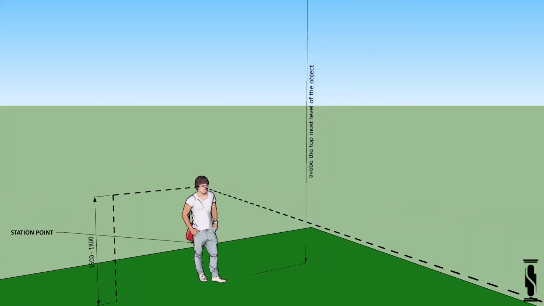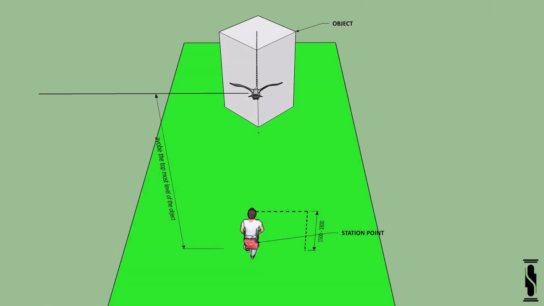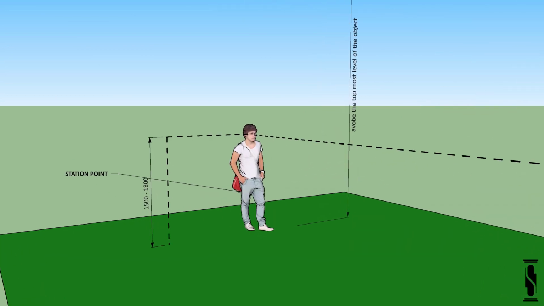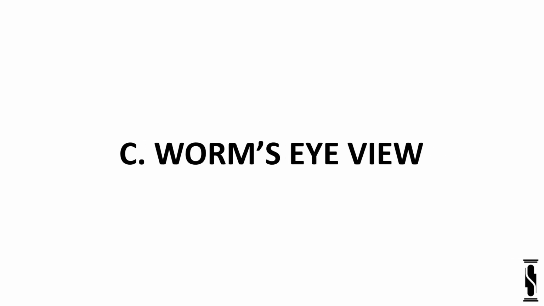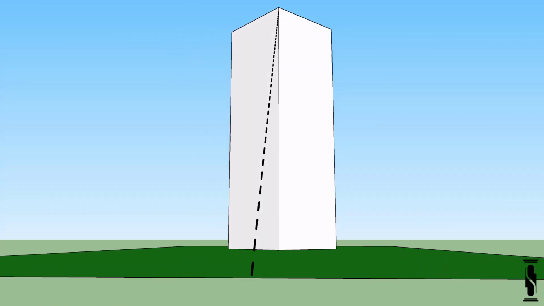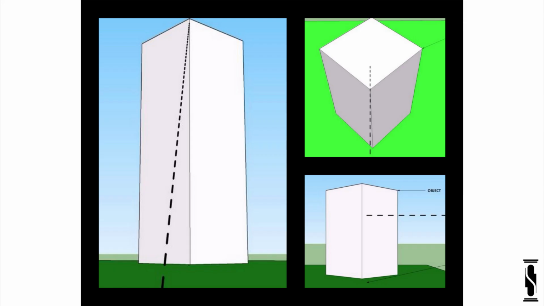Number 2, bird's eye view, in which the observer's eye level is above the topmost level of the object, like a bird. Number 3 is worm's eye view, in which the observer's eye level is nearer to the ground plane or on the ground plane like a worm. You can clearly see the difference between all three perspective formations.